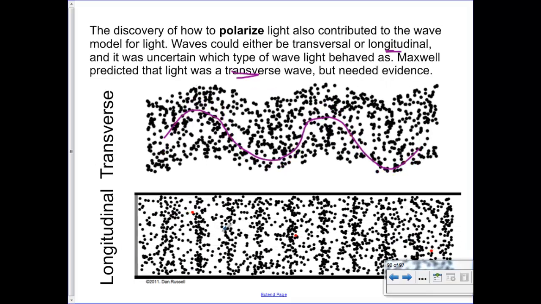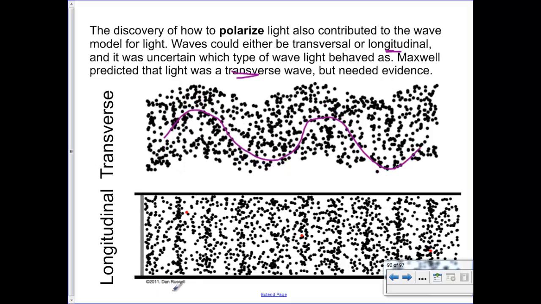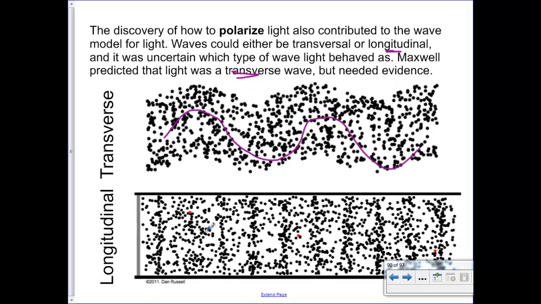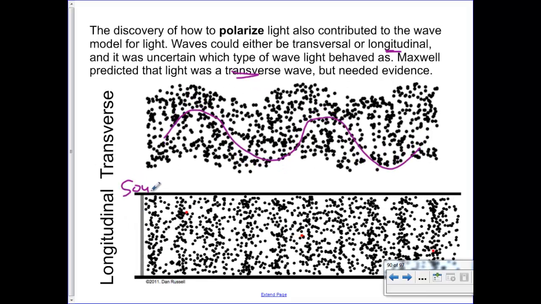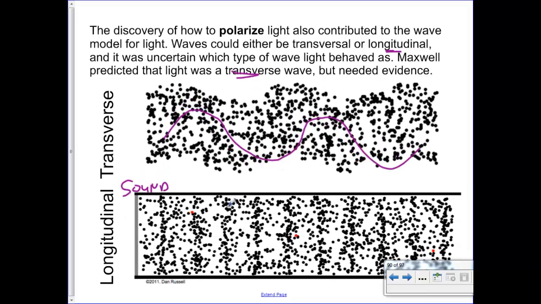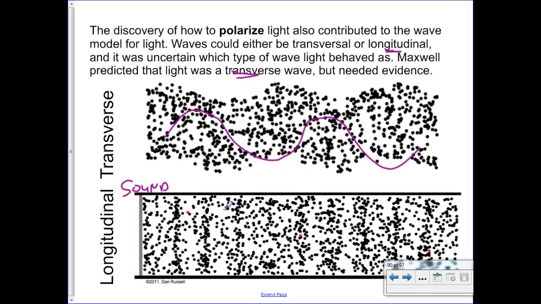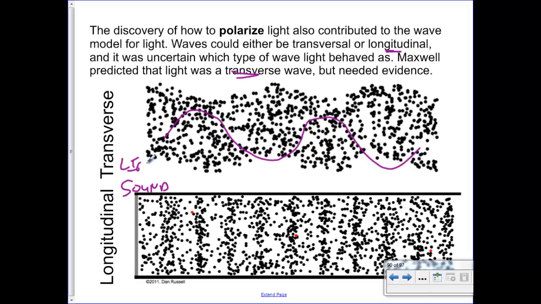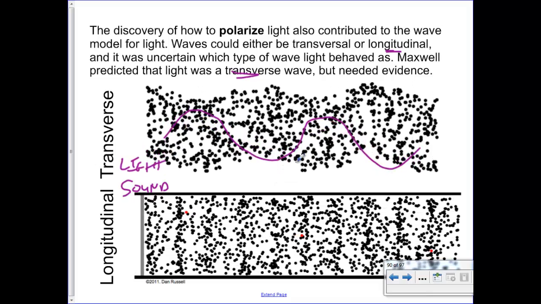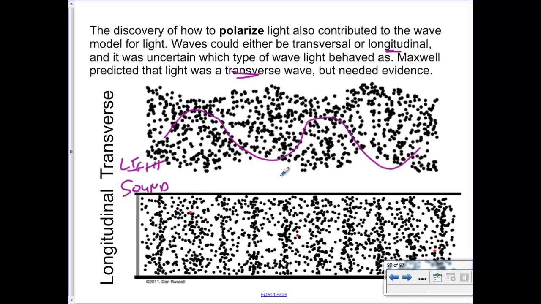Do you guys remember what longitudinal waves are similar to? What sort of wave is usually done this way? Sound particularly comes in this sort of format. I didn't phrase that very well. Light is this one though. Light is transverse. We just needed a way to prove it.